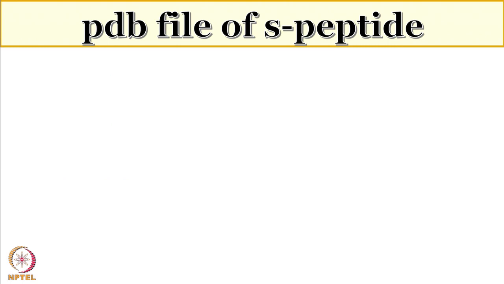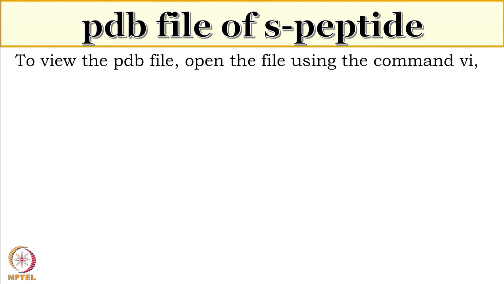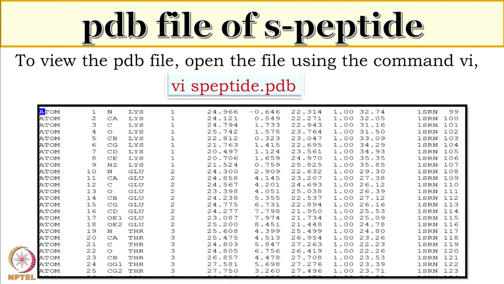For the PDB file of S peptide, we first need the Protein Data Bank file of the peptide. To view the PDB file, we'll use the command vi. We type vi speptide.pdb, and something like this will appear on the screen. Here we see in the fourth column one for lysozyme, then glutamine, then tryptophan, then different amino acids.